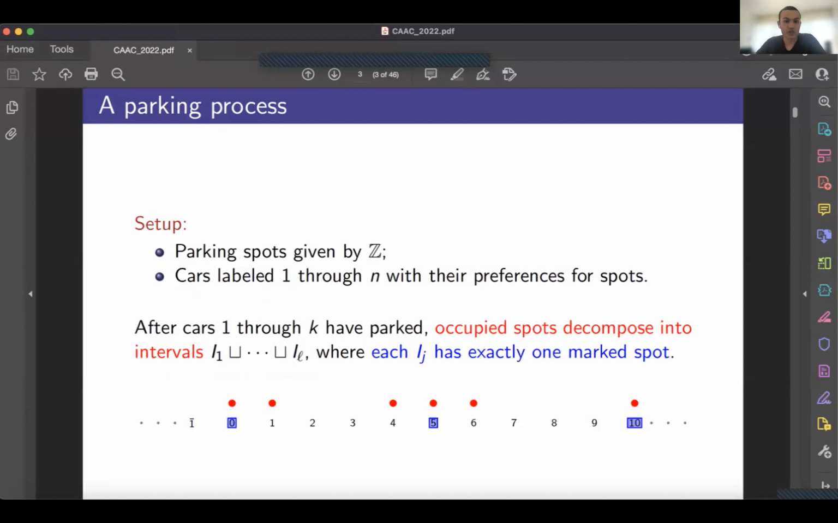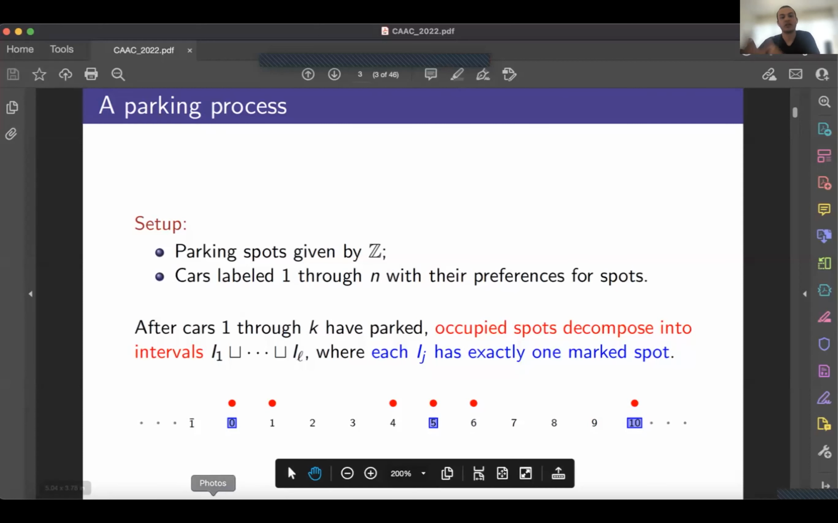Here's a generic picture after, let's say, k cars have parked. The occupied spots decompose into maximal intervals, which I'm calling I1 through IL. And every interval, this is where I start to deviate from the usual parking business, has one distinguished spot, the marked spot. Below, you see a generic case where the reds are the cars, more like the wheels, and the blue are the marked spots in that interval.